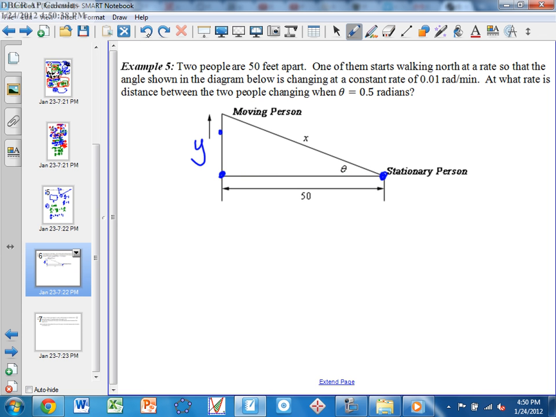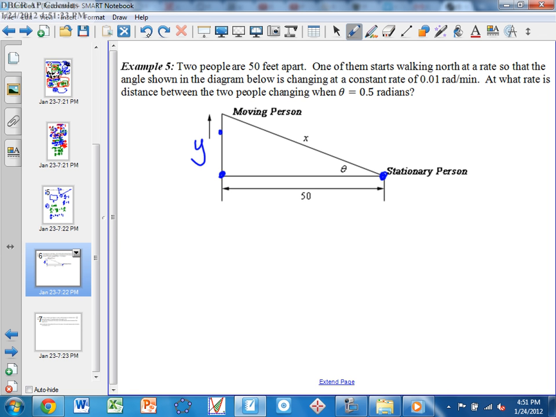All right. So we know that one of them starts walking north at a rate so that the angle shown, theta, in the diagram below is changing at a constant rate of 0.01 radians per minute. At what rate is the distance between the people changing? What is the distance between the people considered to be? It initially is 50, but after a certain amount of time, what do we call this distance? X. Remember, this is 50 here. In some textbooks, they call it S for the hypotenuse. They're calling it X here because you didn't use an X. But if you used an X and used a Y, you would call this S or D. It doesn't matter. But anyway, what is the rate at which the distance is changing?